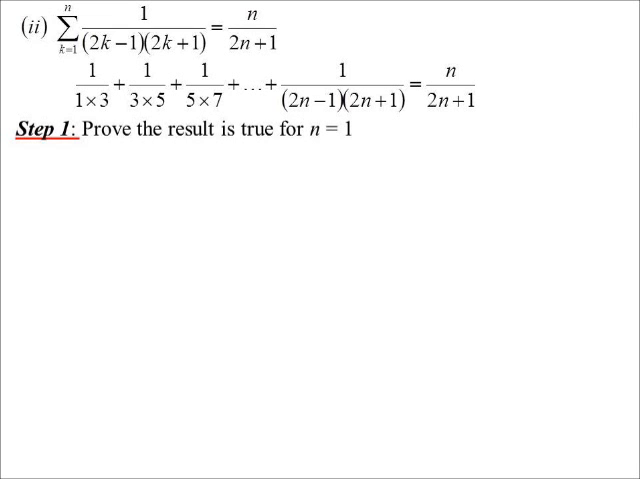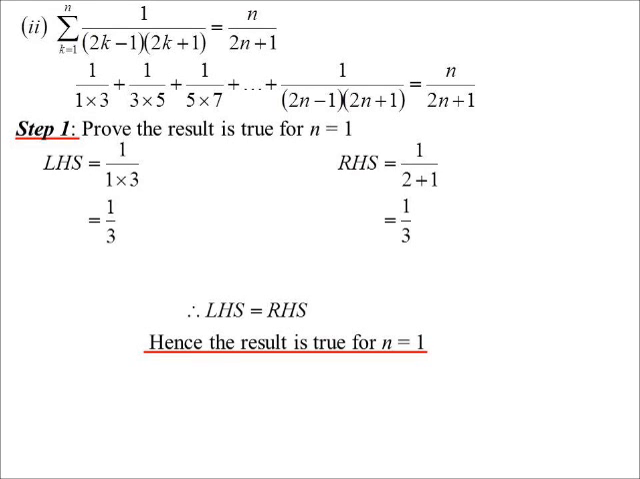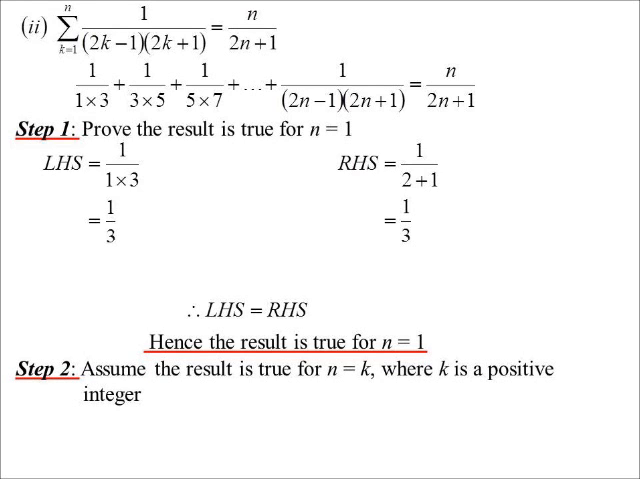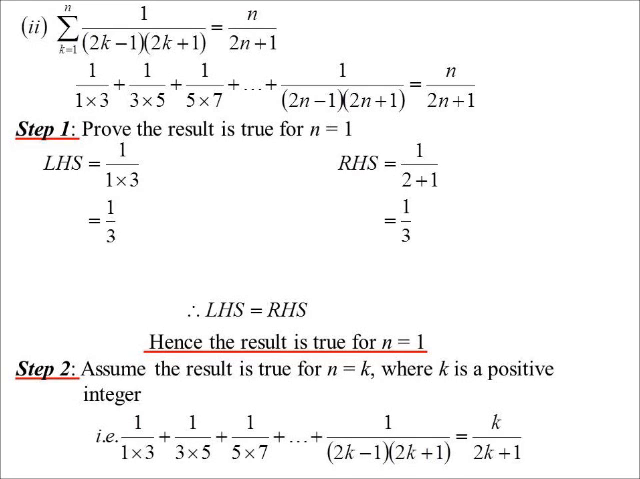Now, let's prove it for n equals 1 then. So left-hand side, the first term, that's the 1 on the 1 times 3, that's a third. Sub it in on the right-hand side, 1 on 2 plus 1, yep, that's also a third. So good, it works for n equals 1. So I'm going to assume it's true for n equals k. So basically, same statement there. I'm just replacing the n's with a k.